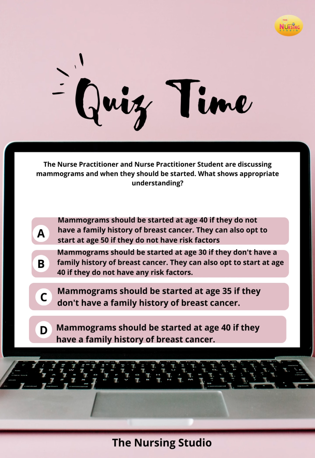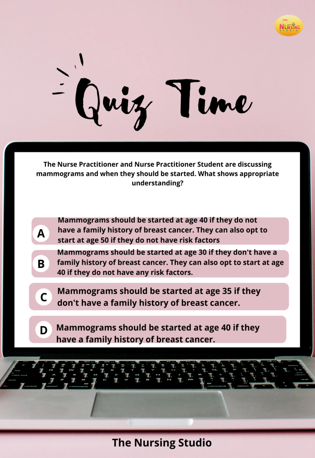Now, C says mammograms should be started at age 35, and we know that's wrong. We start mammograms at 40 if they do not have a family history of breast cancer. The only time you start earlier than 40 is if they have a history of breast cancer. And if they do, you start 10 years prior to the age that the person was diagnosed. And it needs to be a close relative like mother, sister, aunt. Mother, sister, aunt, right? And so say they were diagnosed at the age of 30, then you need to start getting your mammograms at the age of 20, right?